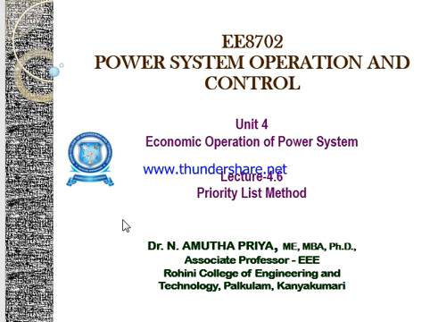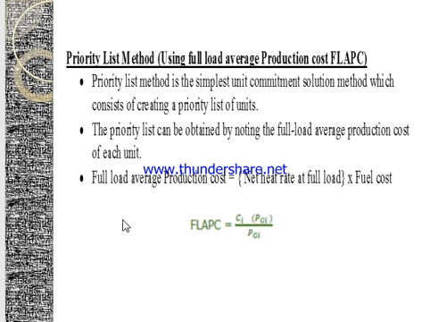We are discussing the power system operation and control course, with the economic operation of the power system dealing with the priority list method in this lecture. So what is a priority list method? It mainly uses the full load average production cost for the simplest unit commitment solution, and this consists of creating a priority list of units.